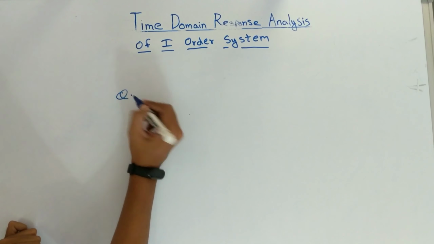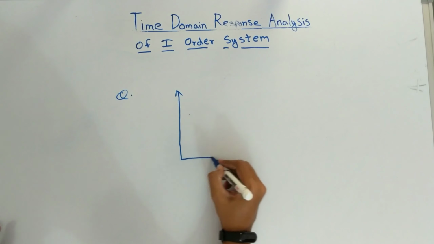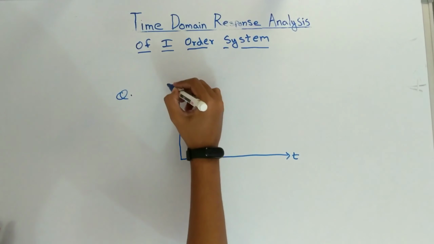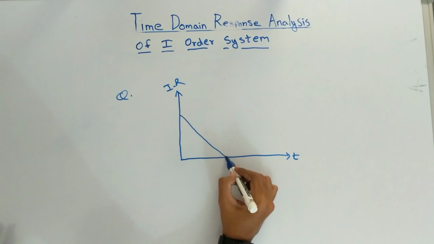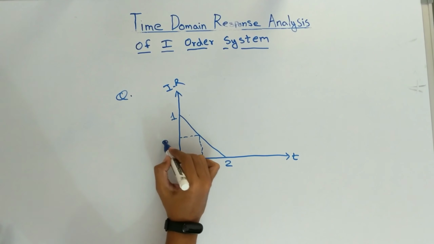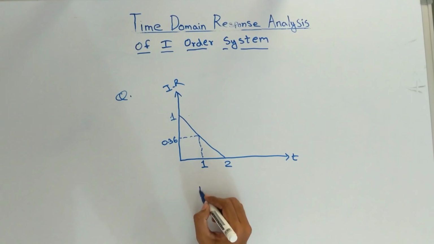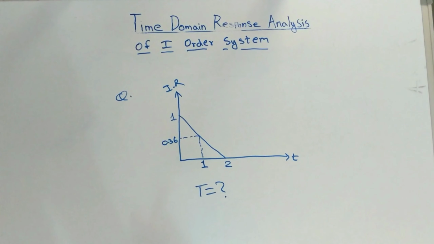Now let's take an example. This is the following graphical representation of an impulse response. Calculate the time constant from this. See, this graphical representation is given just for confusion. You need to observe it carefully. The given graphical representation is already ideal.